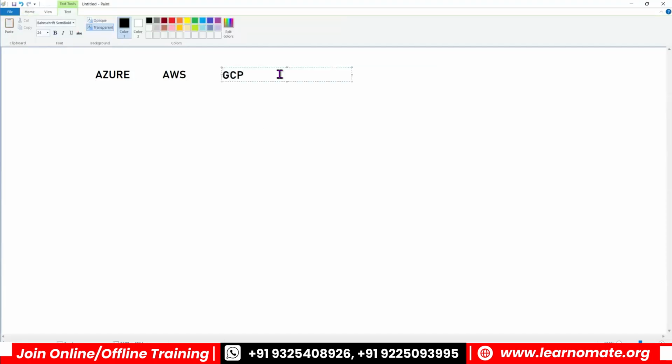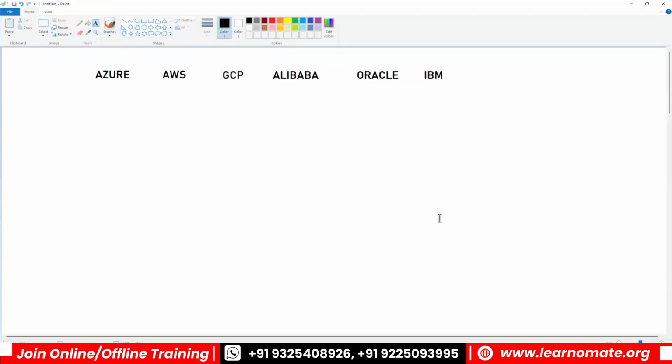So we know about GCP, Azure, AWS, Alibaba, Oracle, IBM. So there are multiple cloud platforms available in the market, such as Azure, AWS, GCP, Alibaba, Oracle, IBM.